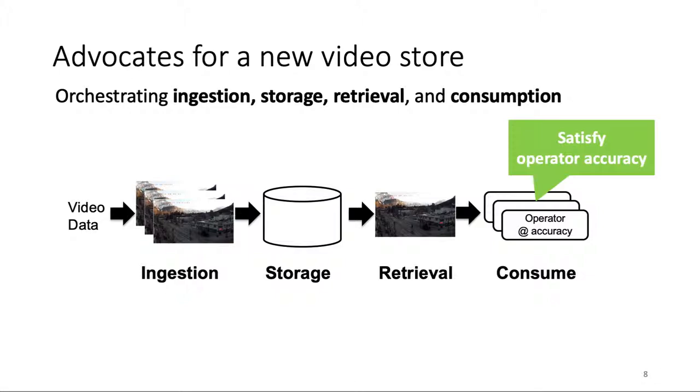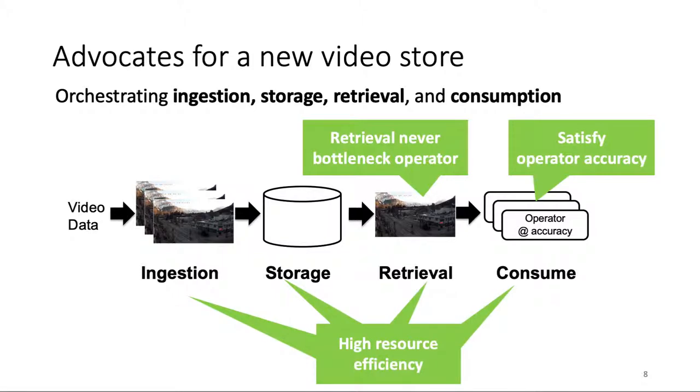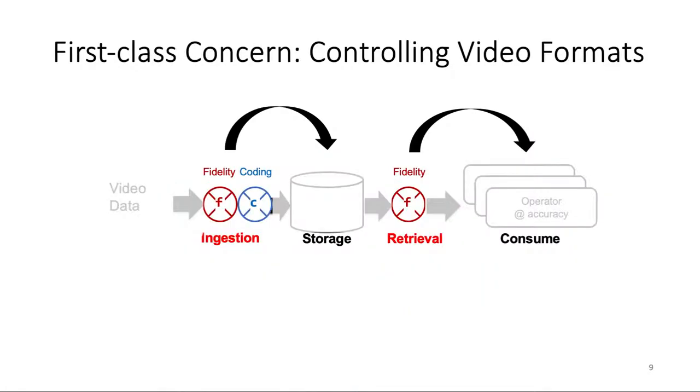And we have 3 requirements. The first is to satisfy the operator accuracy, which means the video we store and retrieve must meet the accuracy level specified by the user at query time. The second is that retrieval never bottlenecks the operator. When we retrieve an encoded video chunk from the disk, we must ensure that the decoding speed is faster than the operator consuming speed. And the third is high resource efficiency, because for each stage we have different resource limits.